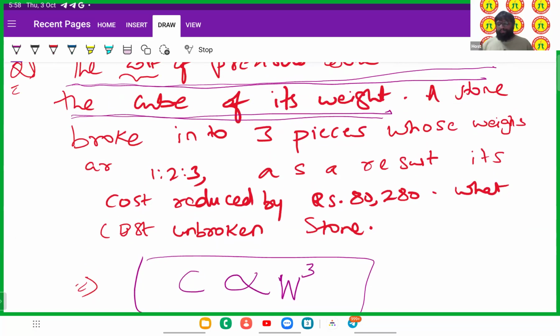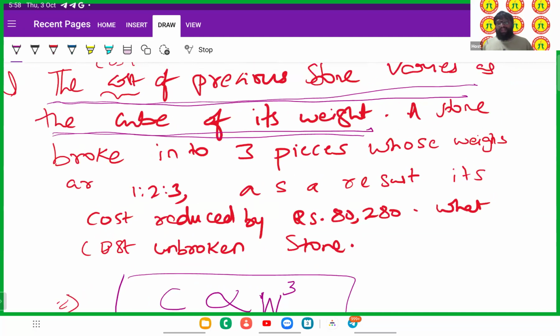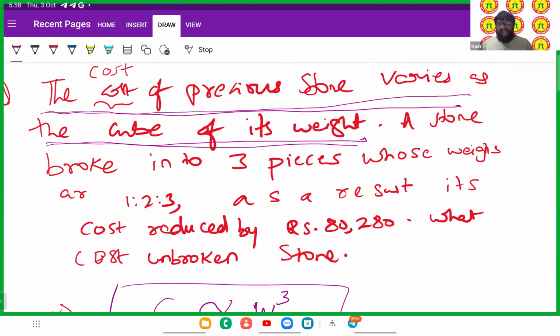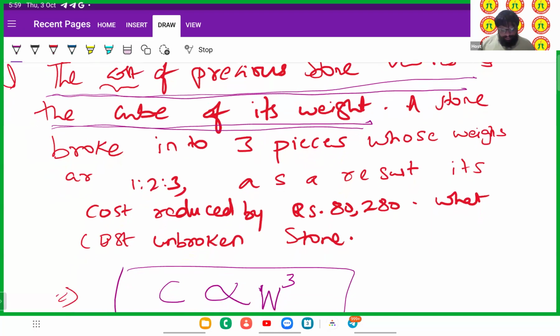So please read the question properly. The cost of a precious stone varies as the cube of its weight. Initially he is giving you a hint to solve this question. Cost is directly proportional to weight cube. I hope everyone got this point. Any confusion in understanding this? No, sir.